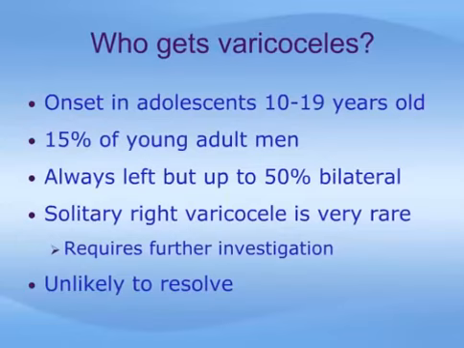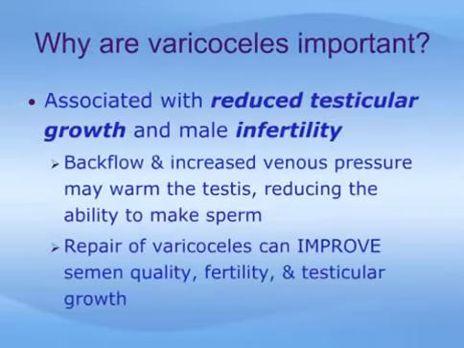Varicoceles usually begin during adolescence, between 10 and 19 years of age. Overall, they affect about 15% of young adult males. Most varicoceles affect the left side, but up to 50% may be bilateral, meaning they are found on both the left and right sides. The finding of a varicocele on the right side only is extremely rare and requires careful investigation, as these cases may be caused by a tumor or other blockage of veins on that side. These percentages may be an underestimate, since varicoceles usually cause no symptoms and are likely underreported.